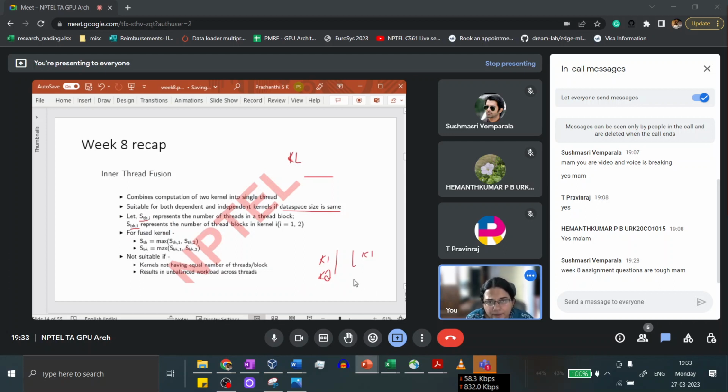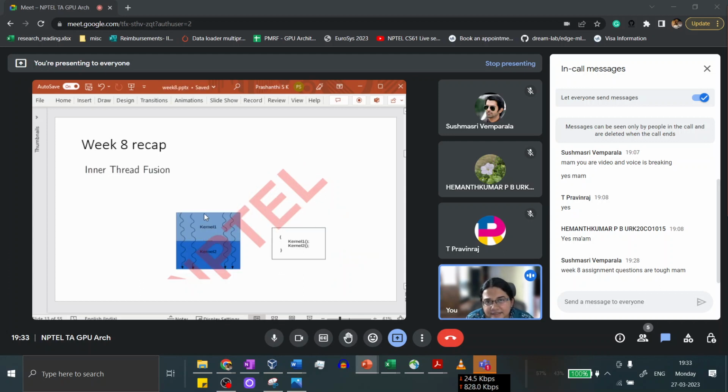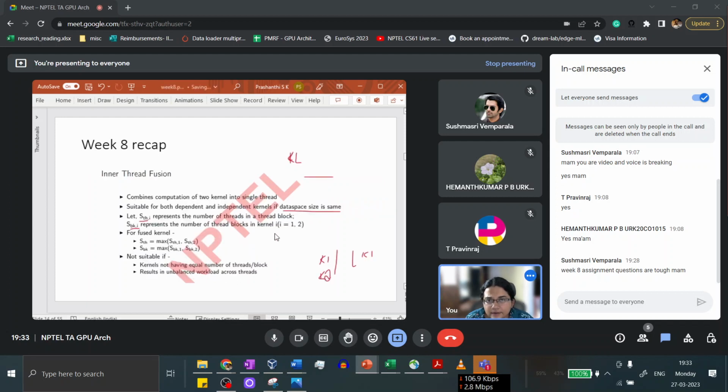You'll have lots of problems because of this imbalanced workload, right? So that's a condition under which this is not suitable. Here, if you see, it's drawn as if both of these are equal. So what if it's like this? Then a bunch of these threads will be doing only one kernel's work. That's what we are trying to say. It's very suitable when it's like this, with an equal number of threads.